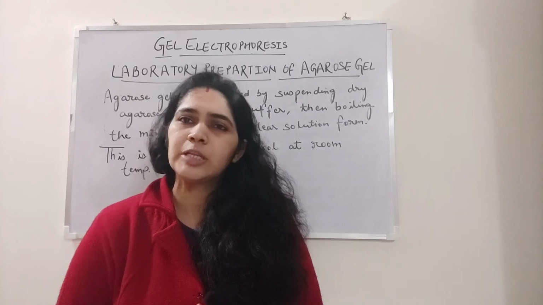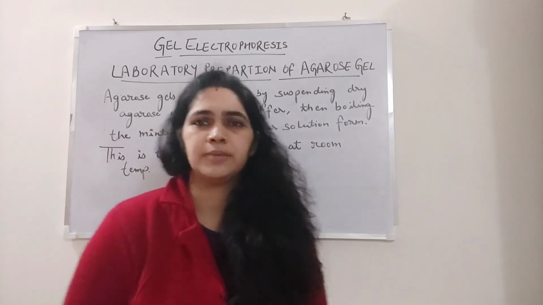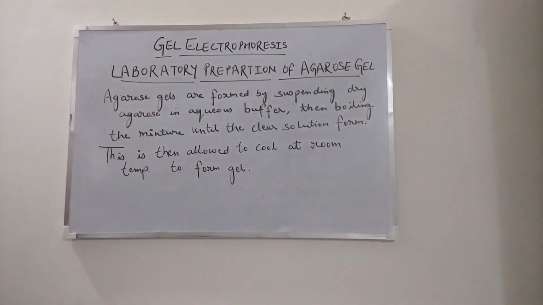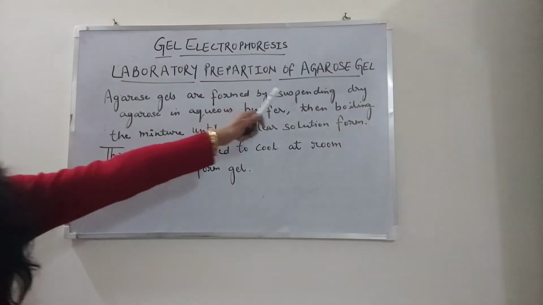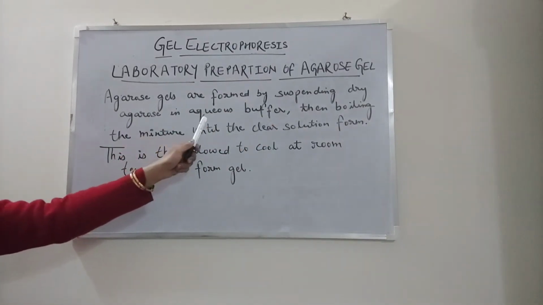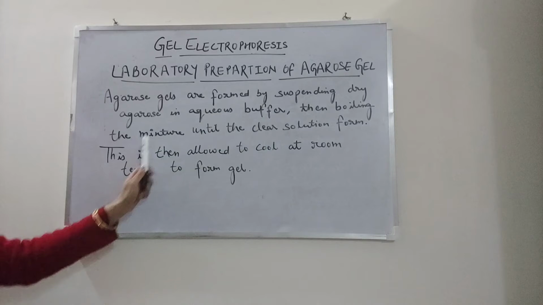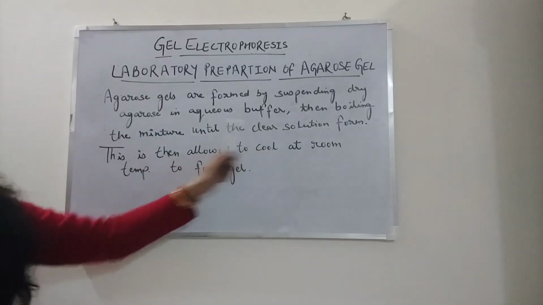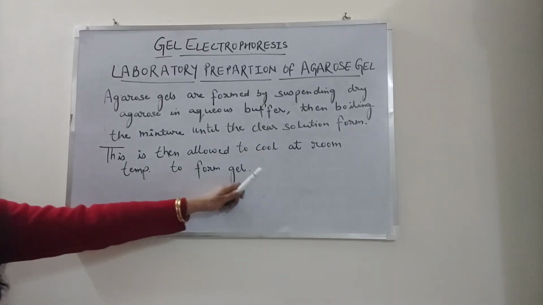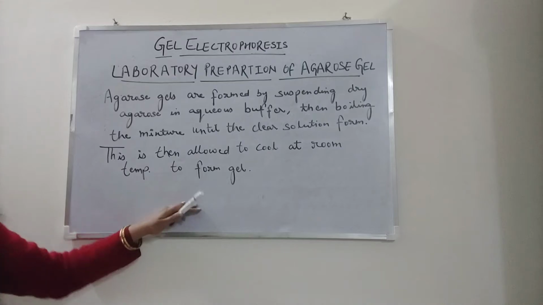So let's have a look at the laboratory preparation of agarose gel. In laboratory, agarose gels are formed by suspending dry agarose in aqueous buffer, then boiling the mixture until a clear solution is formed. This is then allowed to cool at room temperature to form gel.